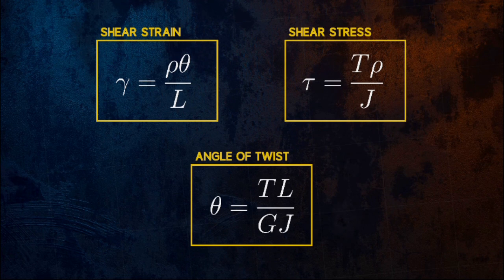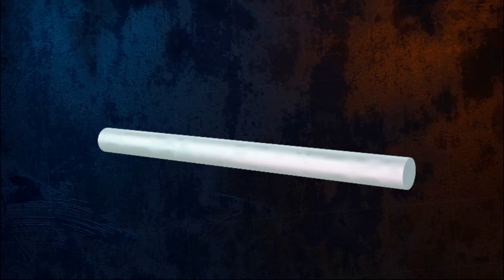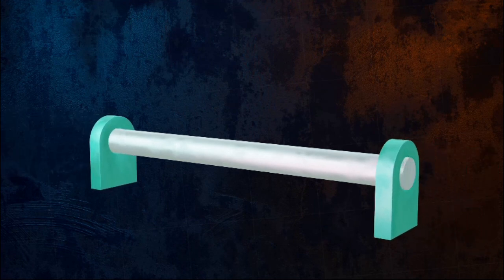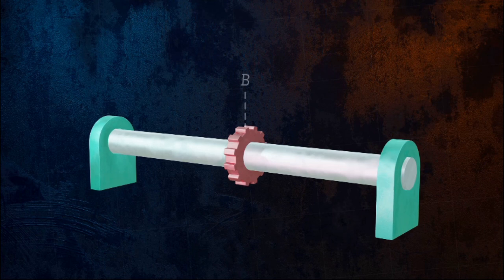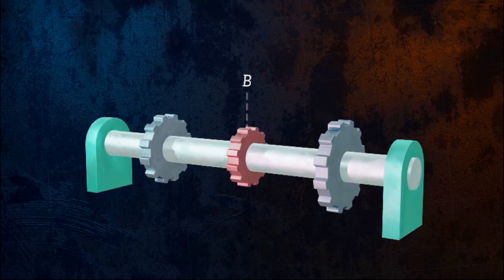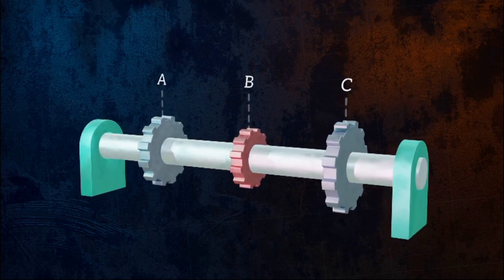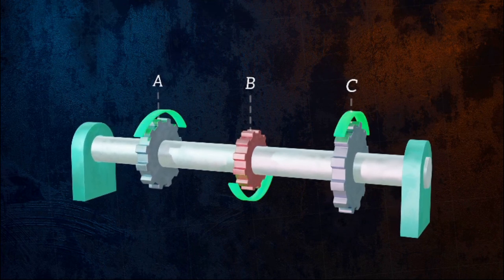So far, we have only talked about a uniform bar fixed at one end with a single applied torque, but shafts are often loaded by multiple torques. This shaft, for example, which is supported by bearings at both ends, is driven by a gear at point B, and in turn drives two gears at points A and C. It is loaded by 3 torques.